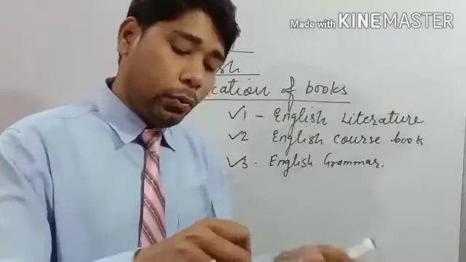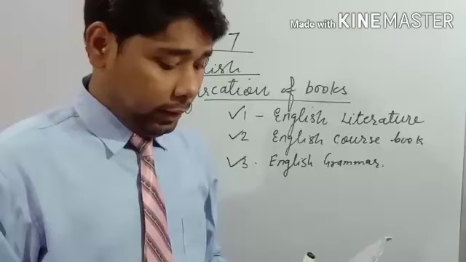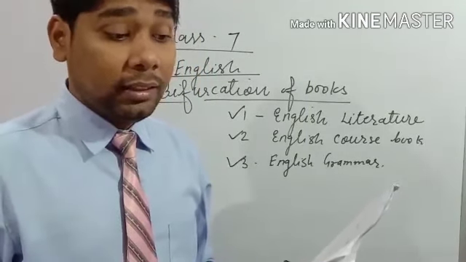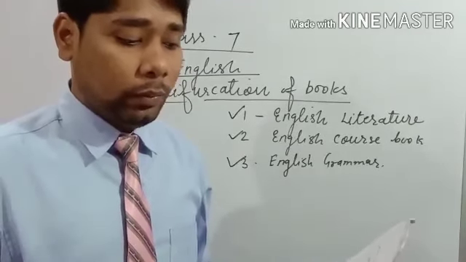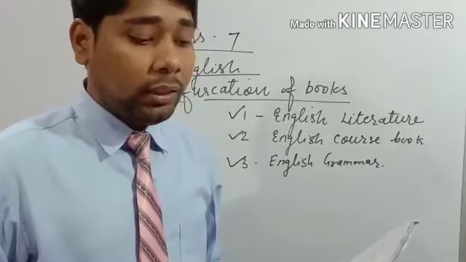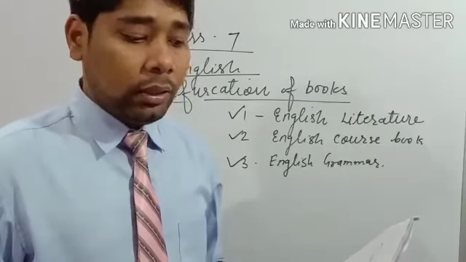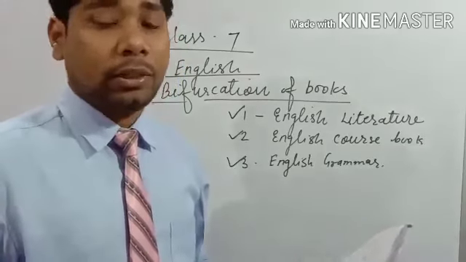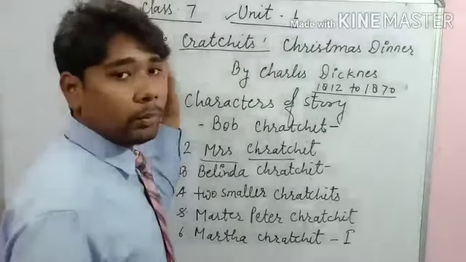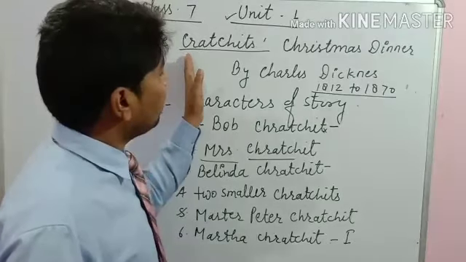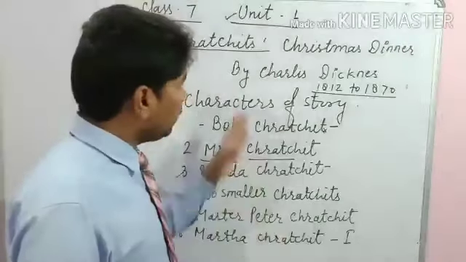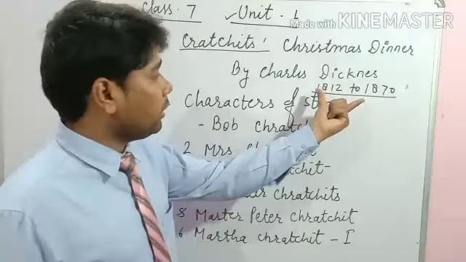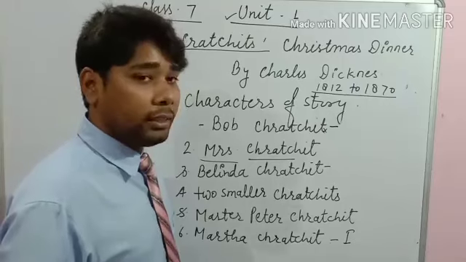According to your syllabus, dear students, in the months of March, April and May, from the English literature reader 7, you have to study chapter first, the Cratchit's Christmas Dinner. I will start chapter first from the literature book. The name of the chapter is Cratchit's Christmas Dinner. This chapter has been written by Charles Dickens, and the lifespan of Charles Dickens was 1812 to 1870.